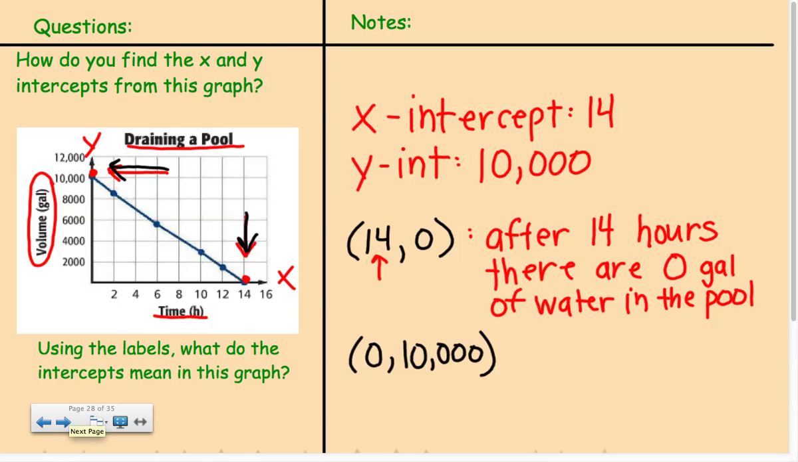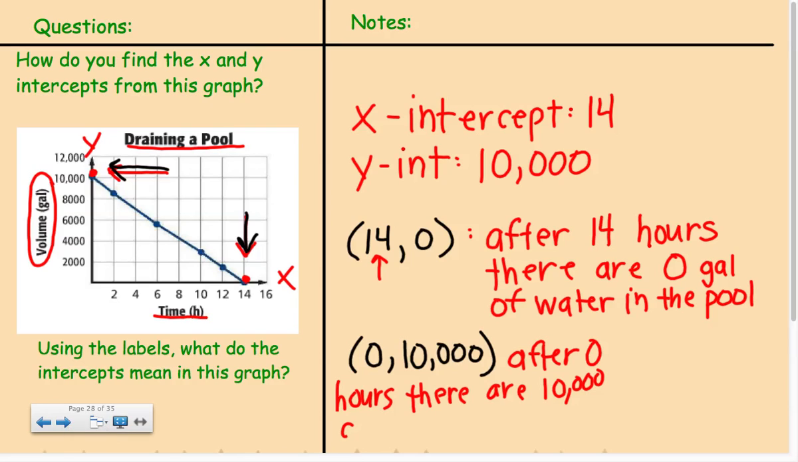My other intercept, so the 0, so after 0 hours, so they haven't done anything yet, there are 10,000 gallons of water in the pool.